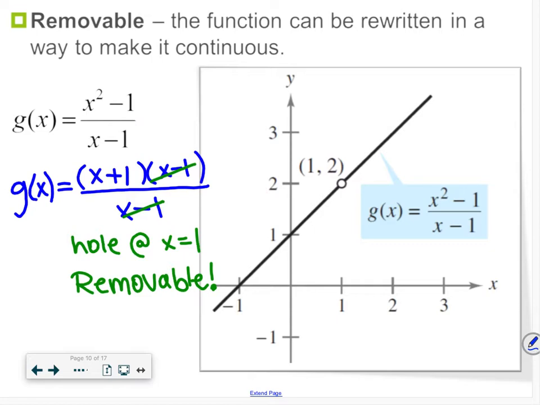Are you wondering what to do with the x plus 1? Yeah. Okay, well, if I were just to ask you where and what kind of discontinuity we have, you would do the algebra to determine we have a hole there and tell me it's removable, and then you would be done.